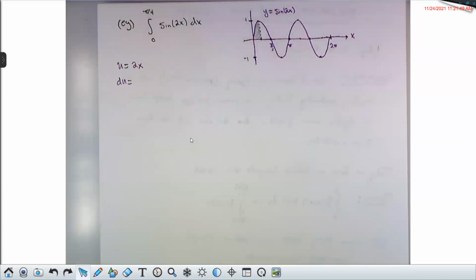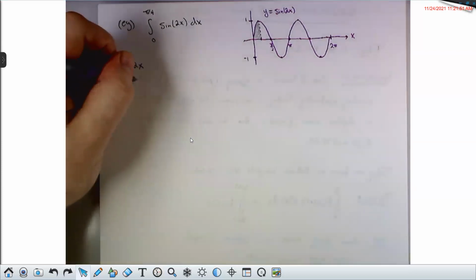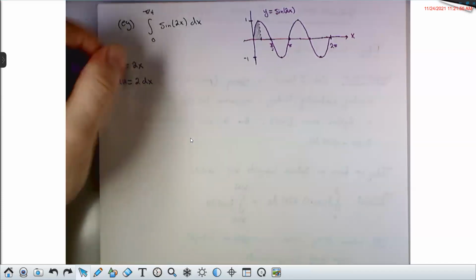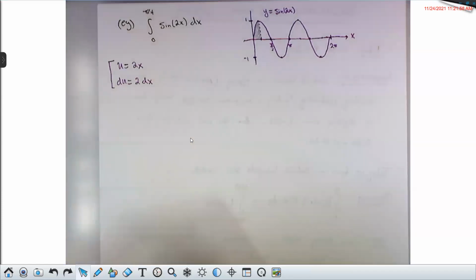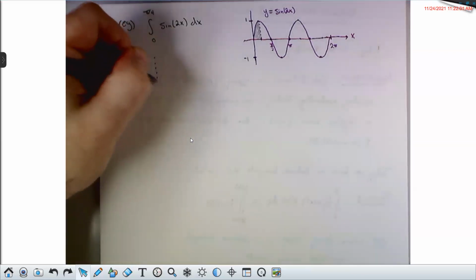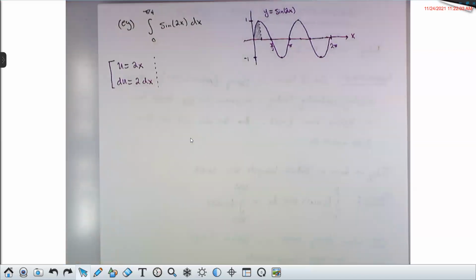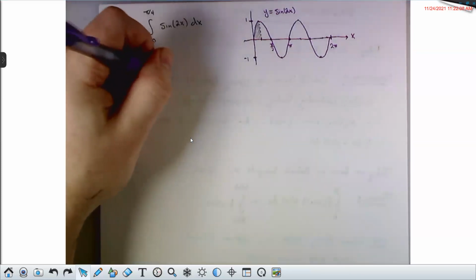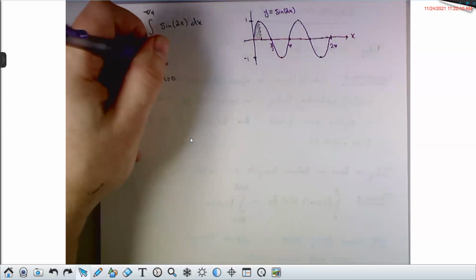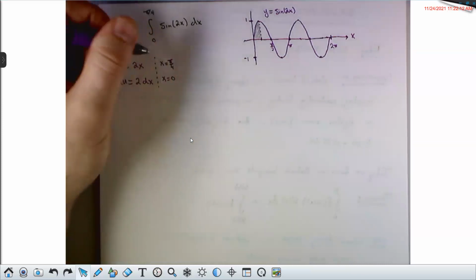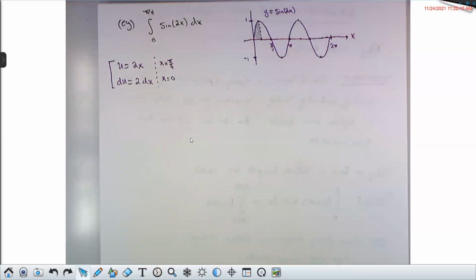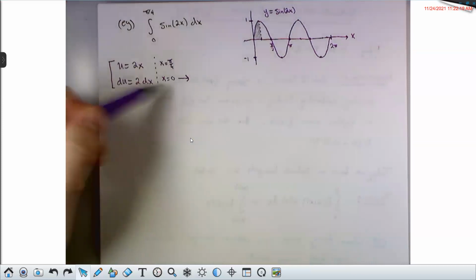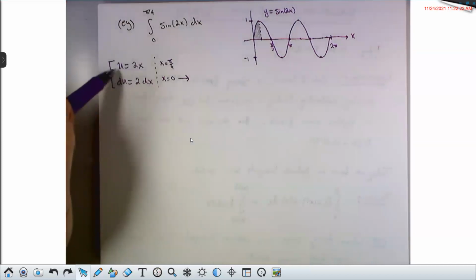And we calculate our differential du, which is going to be 2 dx, because the derivative of 2x is just 2. And then here's how I do this. The work for changing my bounds, I put in the same little box. I write my old bounds, which are x values, x equals 0 and x equals pi over 4. And to figure out the new bounds, I plug the old bounds into this substitution.